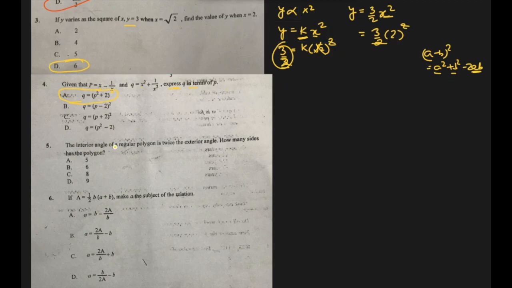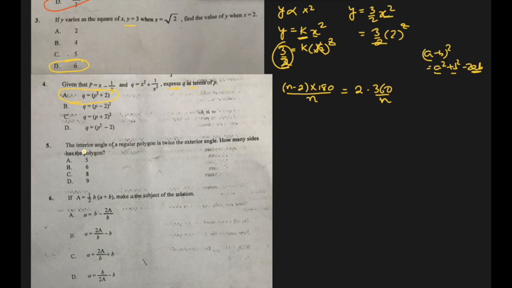For the interior angle, each angle will be, the formula for that is (n minus 2) times 180 divided by n. This is one interior angle, not interior angles. That means one, and this one interior angle is twice the exterior angle. For the exterior angle, the formula is 360 divided by n. That's one exterior angle, right?